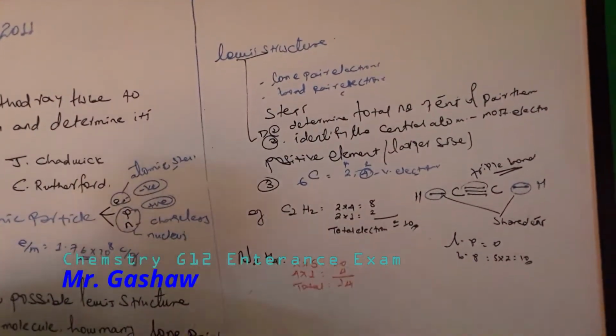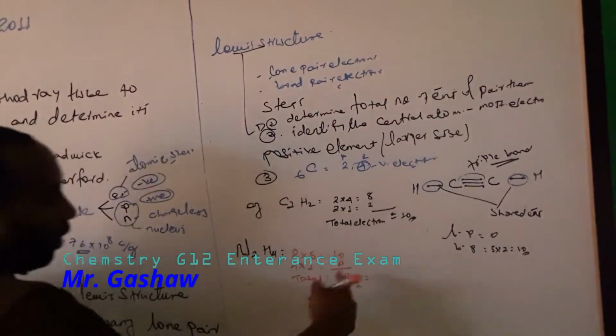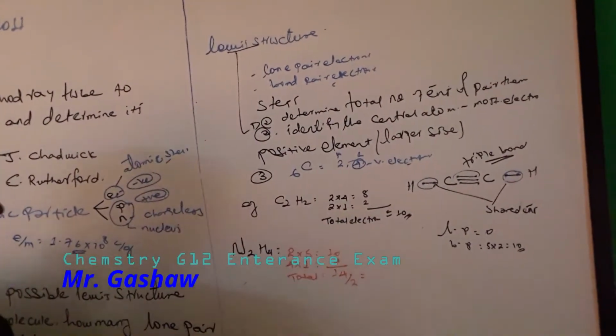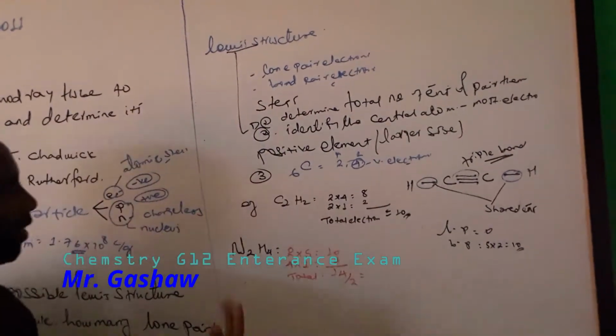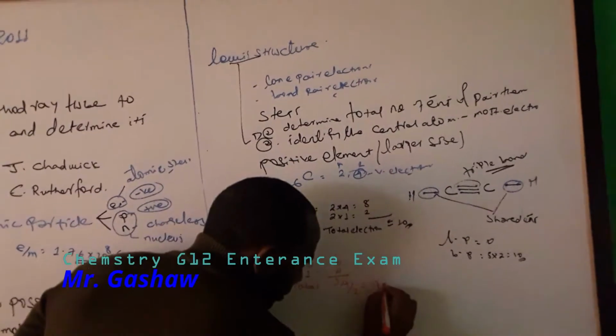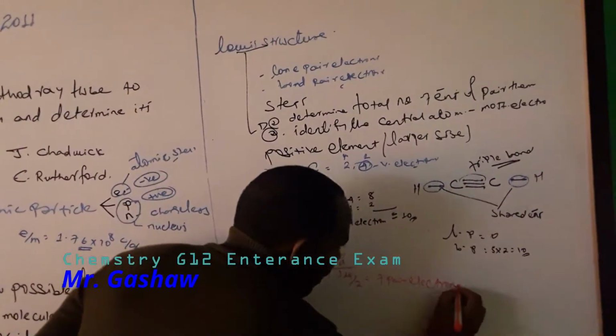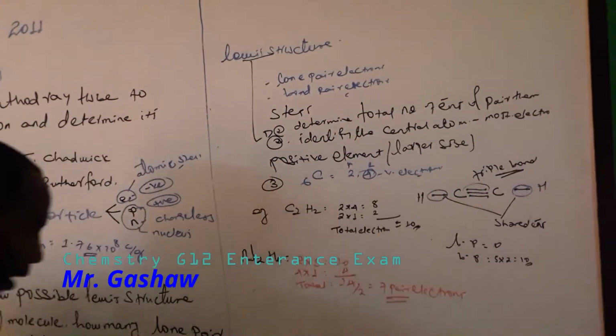The total becomes 14. The second step, we should pair them, which means what? This is divided by 2. Pairing means that when forming bonds and placing lone pairs, they are in pairs, so we divide by 2 to make pairs. It becomes what? 7 pairs of electrons.